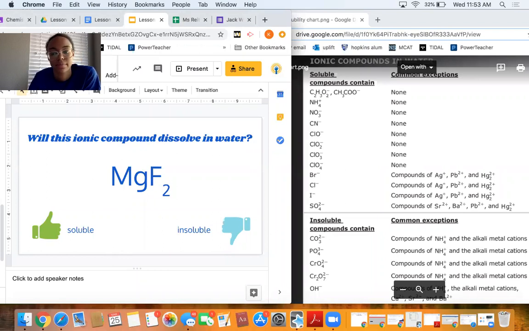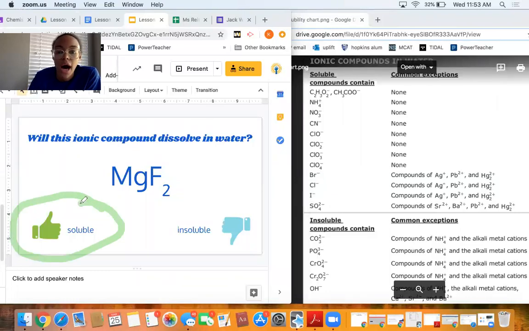MgF2. Pause the video. All right, MgF2. This one is soluble. Why? Not on the chart. Okay, not on the chart. So remember, we can assume that it is soluble.